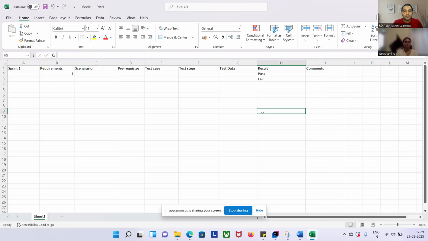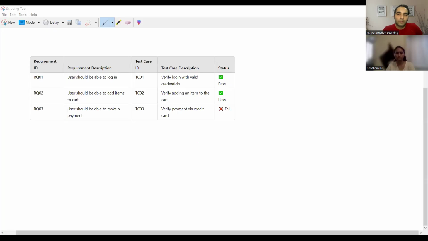See, what I would suggest is, if you are creating an RTM, you can keep it up to this level. See, let me share my screen. The test steps and test data, you can include them in your test cases. It should be this much. You have requirement ID, that is RQ01, 001, 002, 003, requirement description, test case ID, test case description, and status. That's it. You can just keep it up to this level.